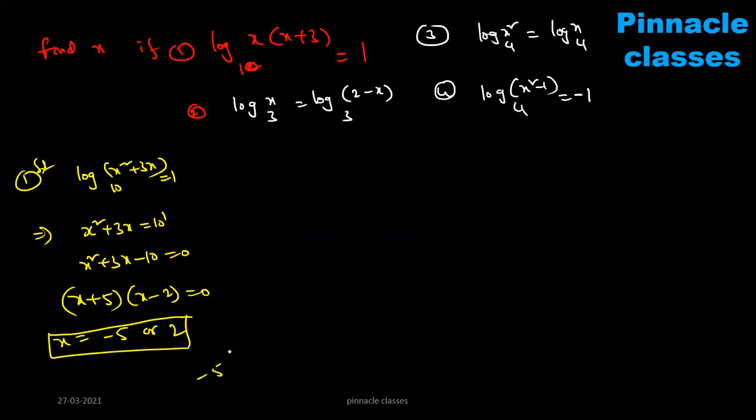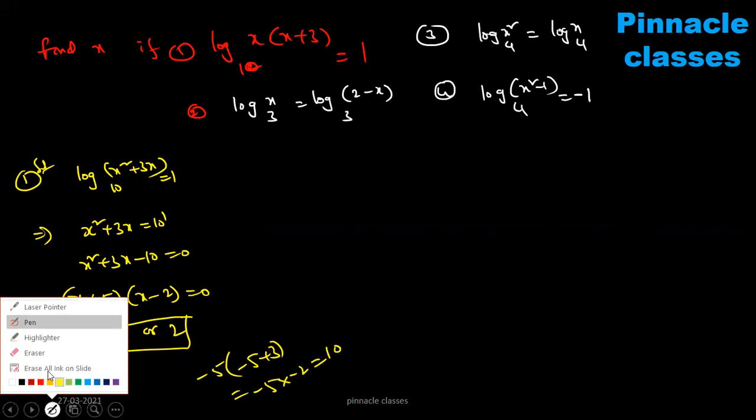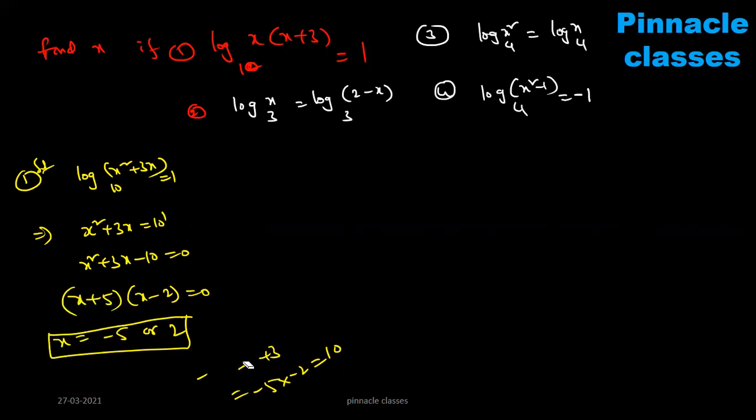See, minus 5 into minus 5 plus 3, how much? The product is coming positive finally. The logarithm of 10 to the base 10, yes, it is coming 1. Like that, that is the meaning. If I'm giving, suppose, log x, at that time logarithm of minus 5 is undefined.